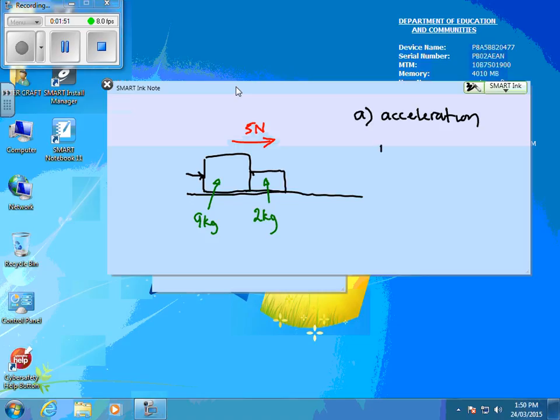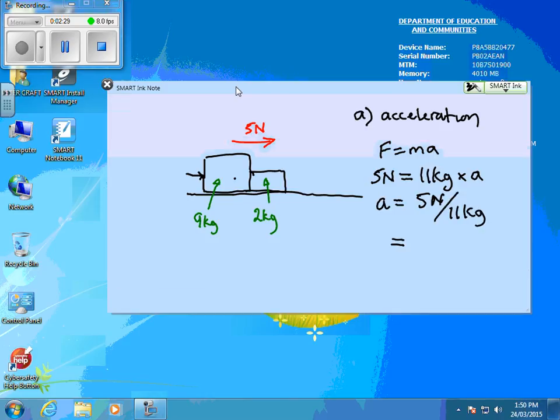Well, you know that force equals mass times acceleration. You know that you've got a 5 newton force acting. Do you find out the total mass first up? Is it 9 times 2? No, because it's two boxes pushed against each other. It's 11 kilograms times acceleration. So the acceleration is going to be, as someone suggested, 5 newtons divided by the 11 kilograms.